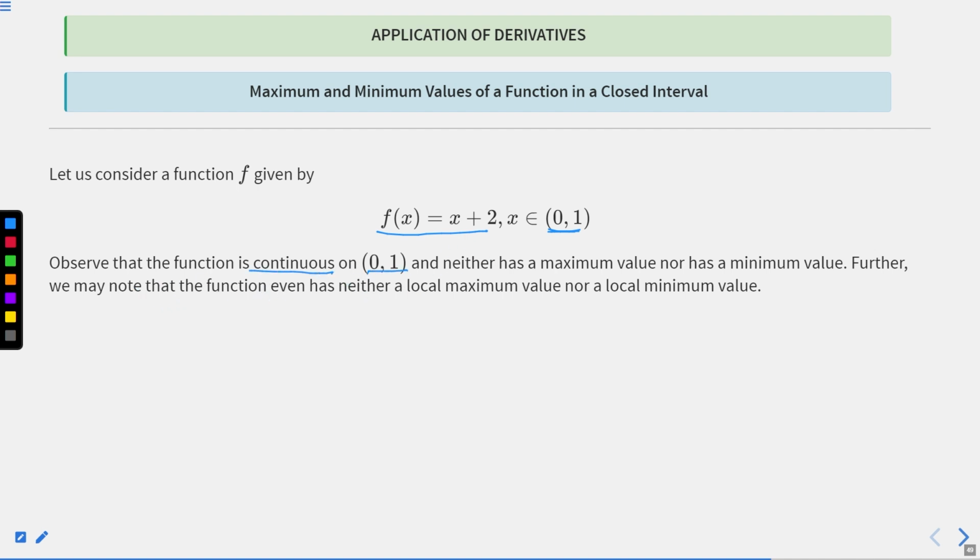Observe that the function is continuous on this open interval, and it neither has a maximum value nor a minimum value. Yes, we already saw such an example also. You cannot get f of c such that f of c is greater than or equal to f of x for every x in this interval, where c belongs to this interval. Further, we may note that the function has neither a local maximum nor a local minimum value.